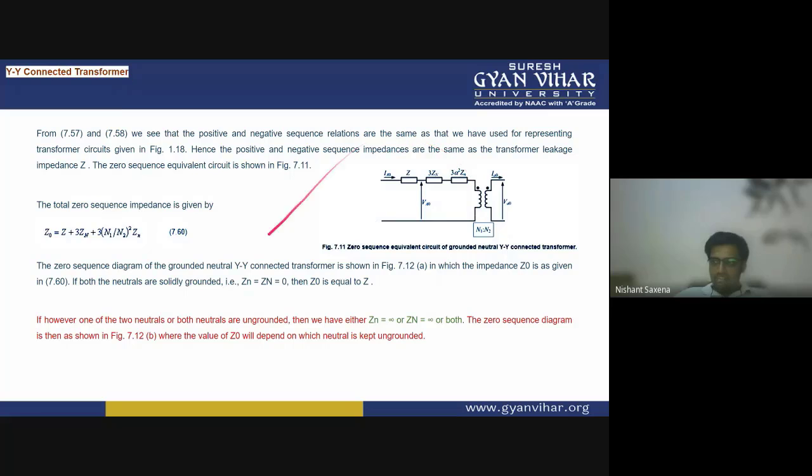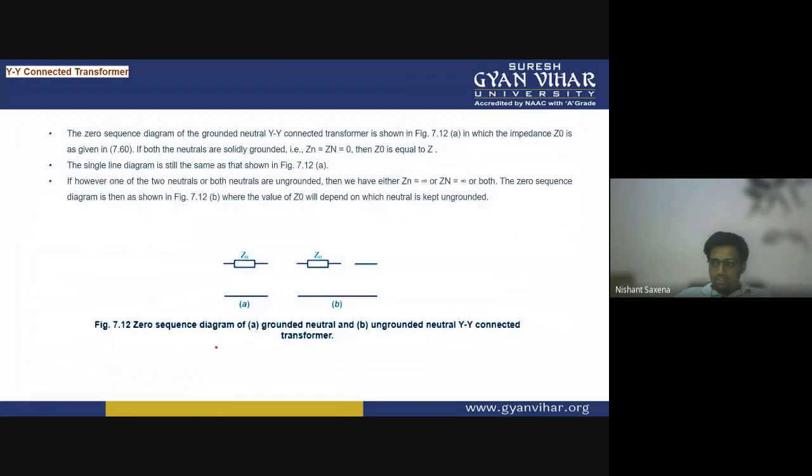So if I redraw the circuit, the exact zero sequence diagram for this would be like this, with a grounded neutral. This is for the grounded neutral. This is not for any configuration, but only for the star-star connected transformers with grounded neutral.